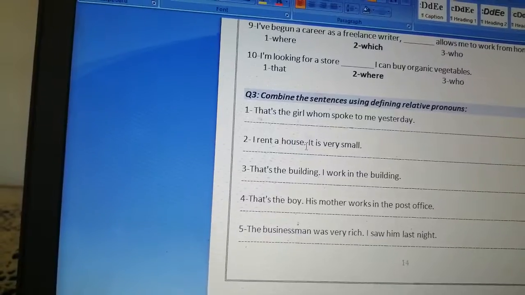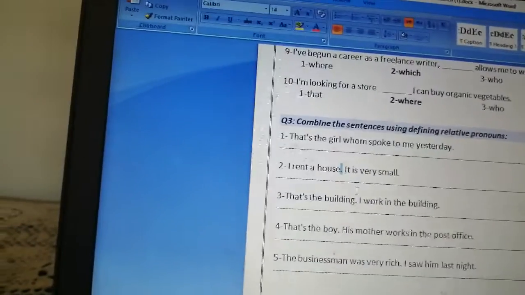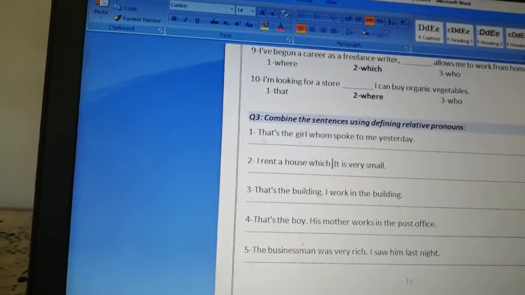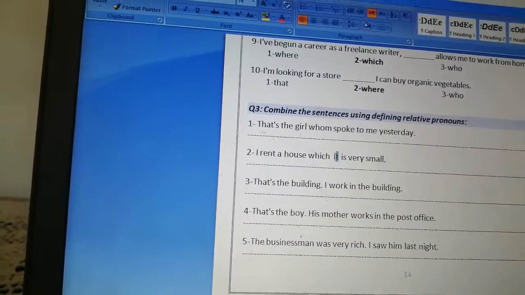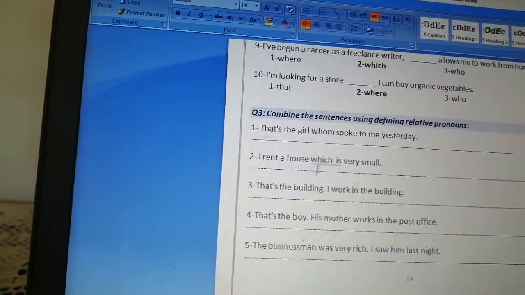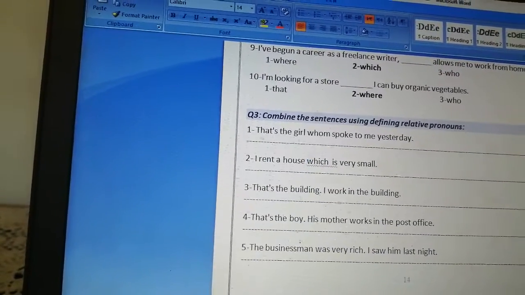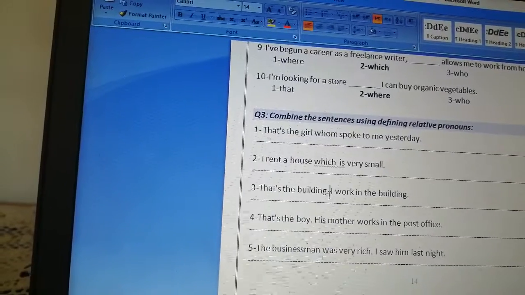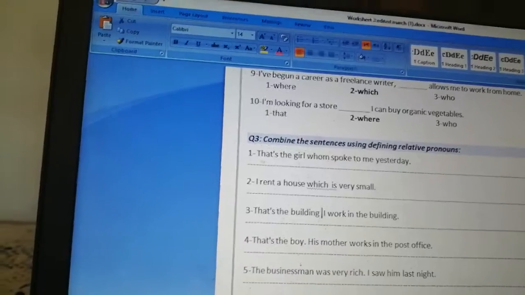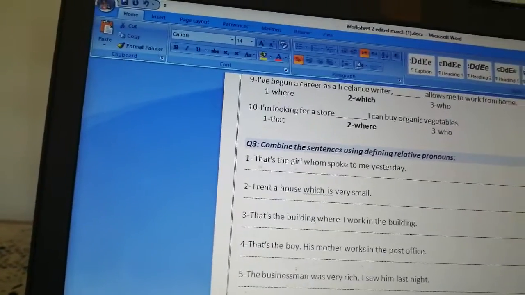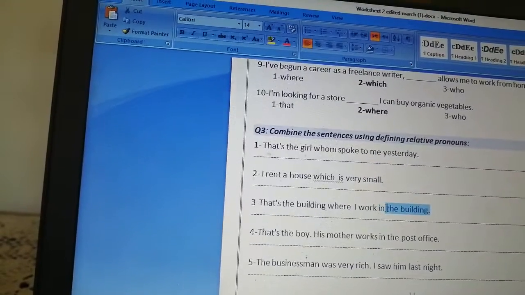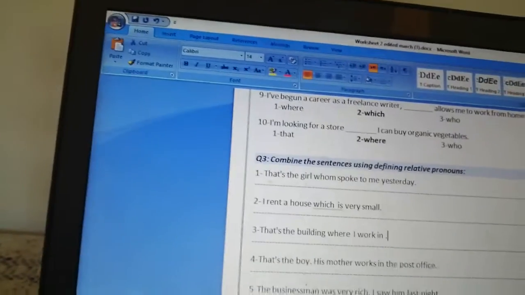I rent a house. Here, because house is an object, we have to use which. Remove the pronoun, because I told you again the subject here became the relative pronoun. That's the building. Here we are talking about a place, where I work.